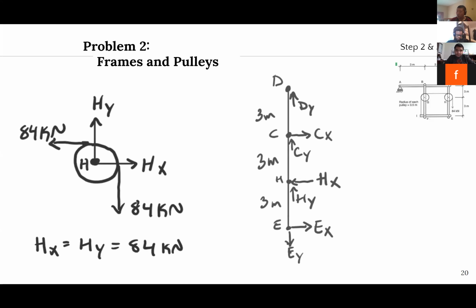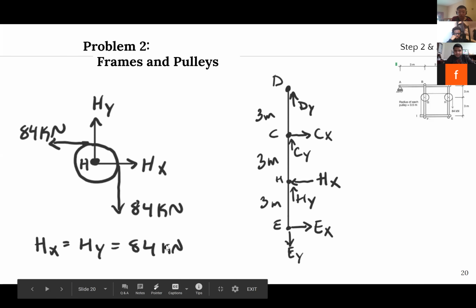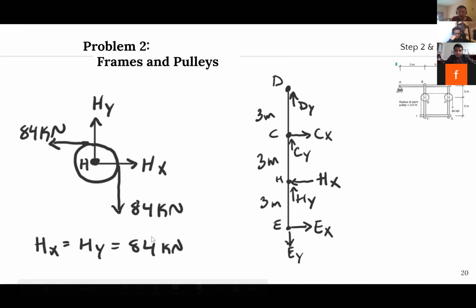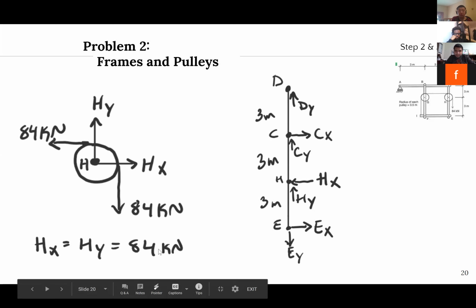Now let's transfer the forces onto the member. If you'll note, just really quickly, I have HY going up and HX going to the right on the pulley, which means when they're acting on the member, I just point them in the opposite direction, but of course I'm not going to change the magnitude value itself. So from that, let's start solving for what we need.